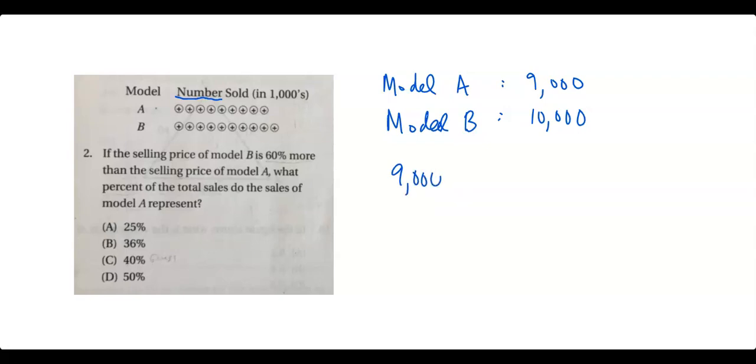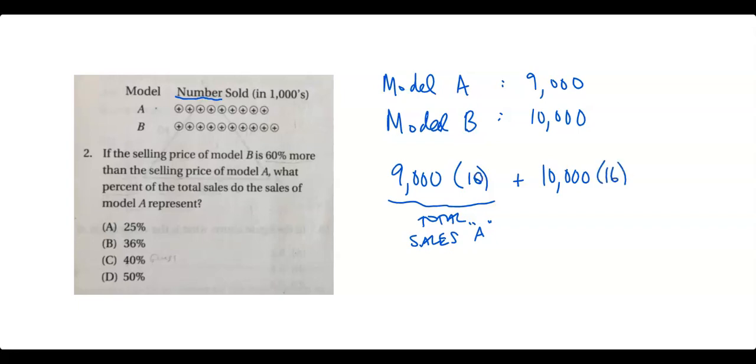So the total sales of model A is going to be 9,000 times 10. And then the total sales for B would be 10,000 times, now this is 60% more, so 60% more than 10 is going to be 16. To find what the percent more of something is, you take the percent of it, which would be 6 more, and then 6 more than 10 is 16. So the total sales for B is going to be 10,000 times 16.